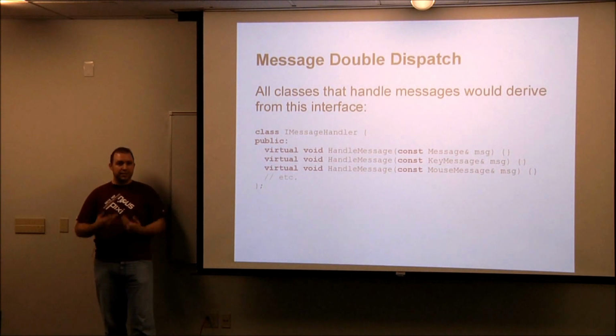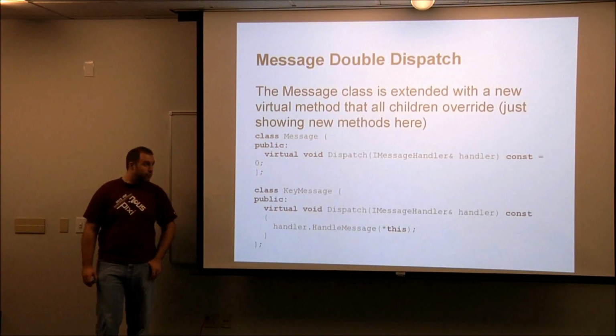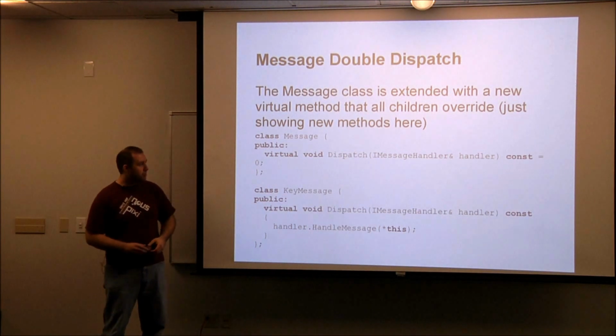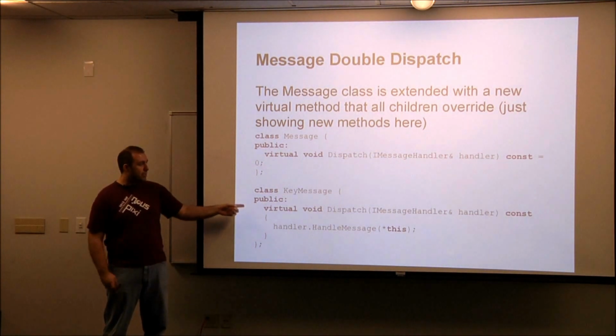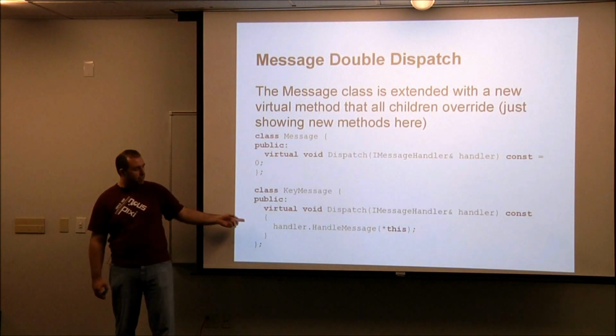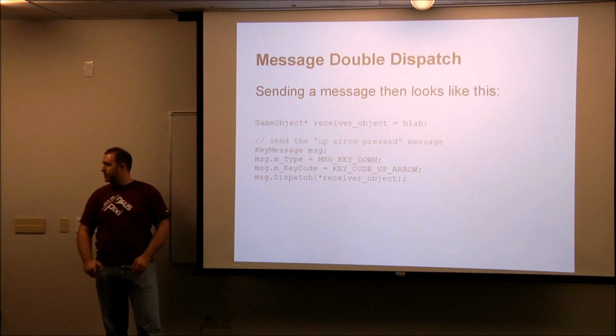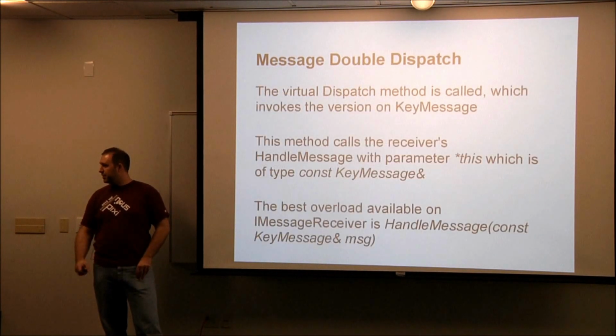Any object now that can receive a message will derive from this class. So now, this other little trick, where in message we have a virtual function called dispatch that's overridden. So what happens is key message is going to say, for this pointer to the base message handler, call handle message this. So what example looks like calling it.